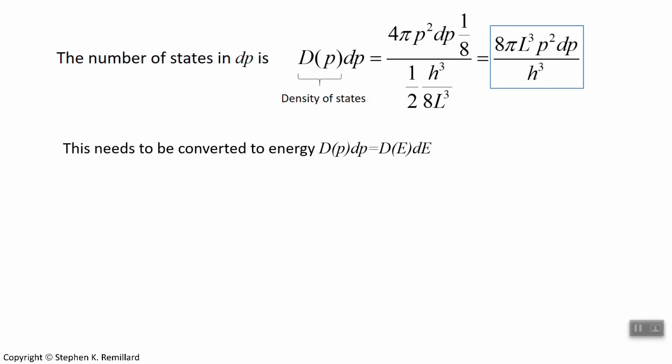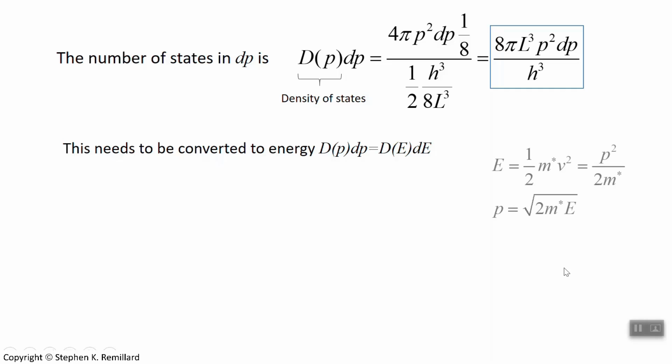Now that needs to be converted into D of E dE. Oftentimes people will convert it into D of lambda d lambda, but we're going with energy here. There is simply no convenient way to work with momentum going forward. We use energy in semiconductor physics.